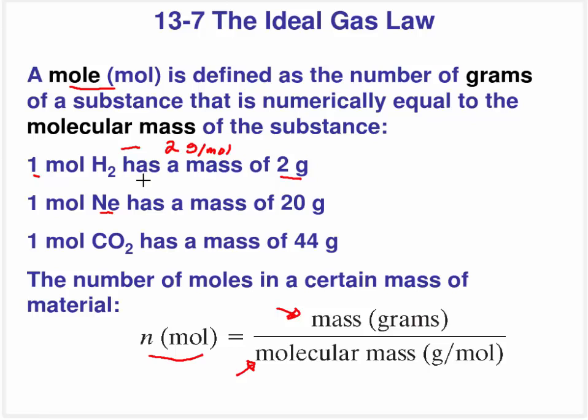Neon is going to have a molecular mass of 20 grams per mole, so 1 mole of it will have a mass of 20 grams. It can get slightly more complicated when we talk about compounds or molecules like CO2.